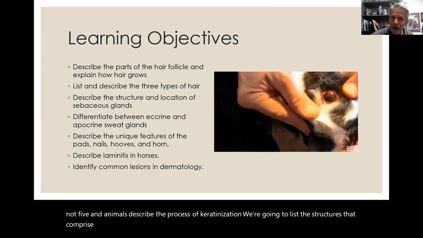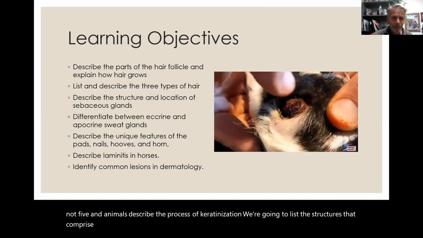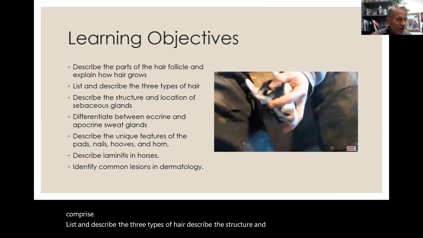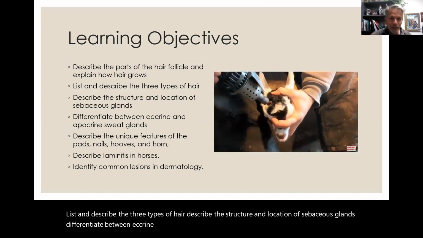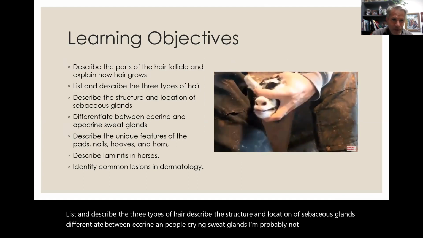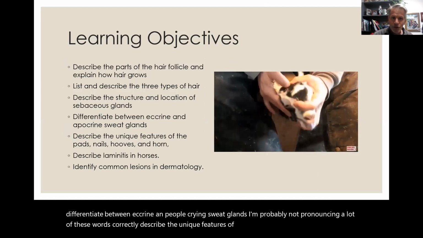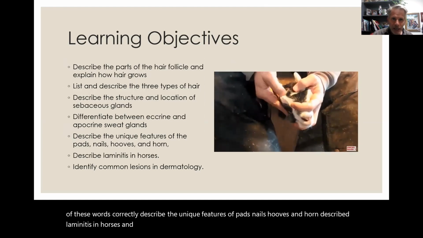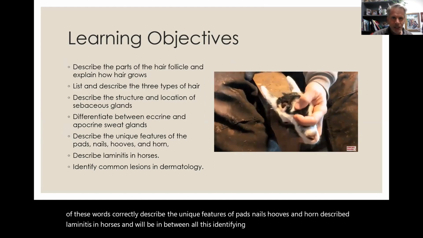Describe the parts of the hair follicle and explain how hair grows. List and describe the 3 types of hair. Describe the structure and location of sebaceous glands. Differentiate between eccrine and apocrine sweat glands. I'm probably not pronouncing a lot of these words correctly. Describe the unique features of pads, nails, hooves, and horn. Describe laminitis in horses, and we'll be, in between all this, identifying some common lesions in dermatology.